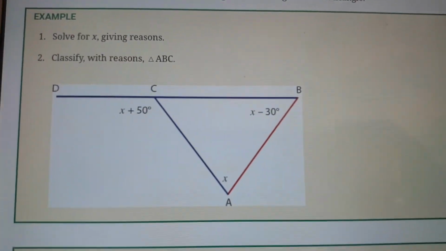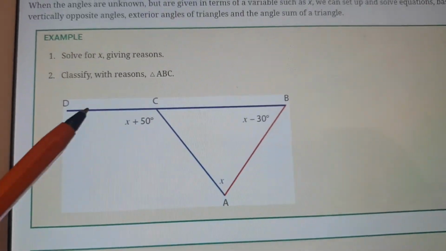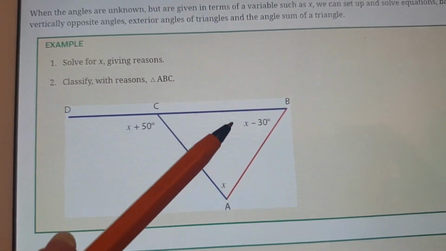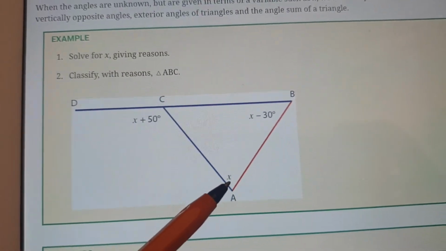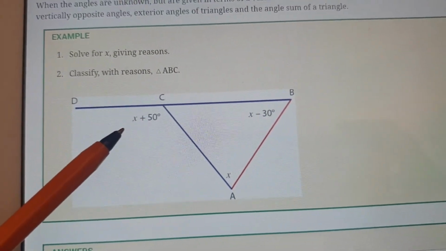And the last reminder for today, when we have these on a straight line and a triangle, this angle plus that angle will always be equal to that angle.